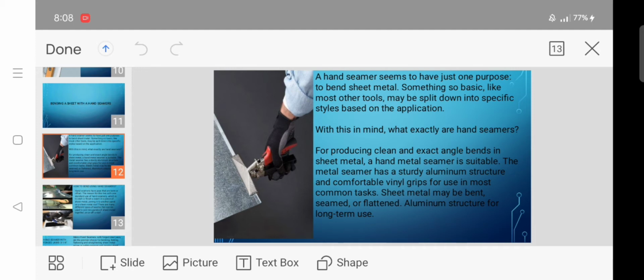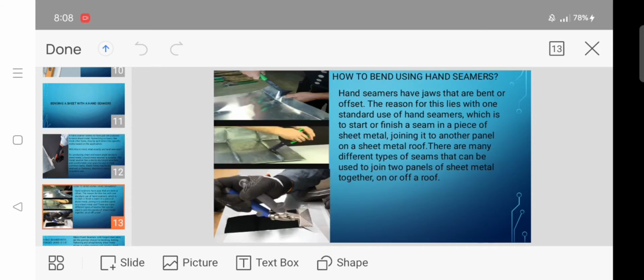For producing clean and exact angle bends in sheet metal, a hand metal seamer is suitable. The metal seamer has a sturdy aluminum structure and comfortable vinyl grips for use in most common tasks. Sheet metal may be bent, seamed, or flattened. Aluminum structures for long-term use.